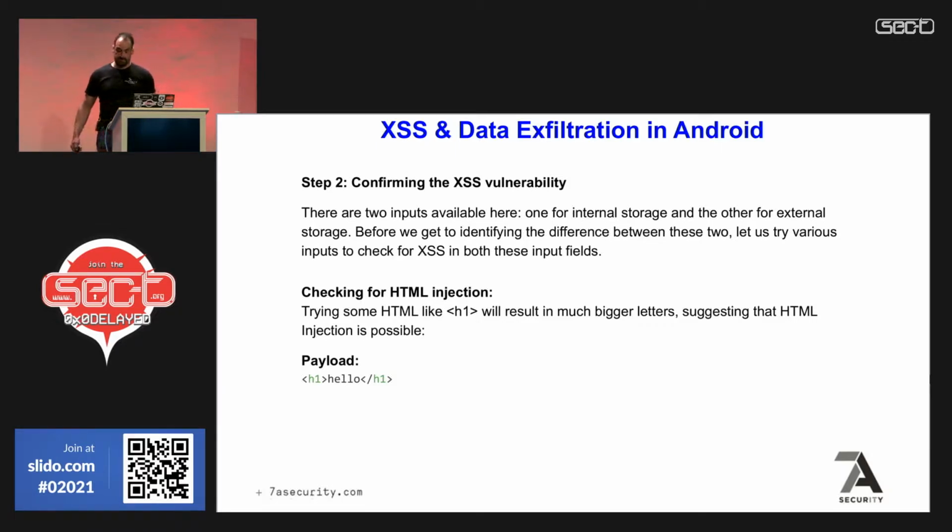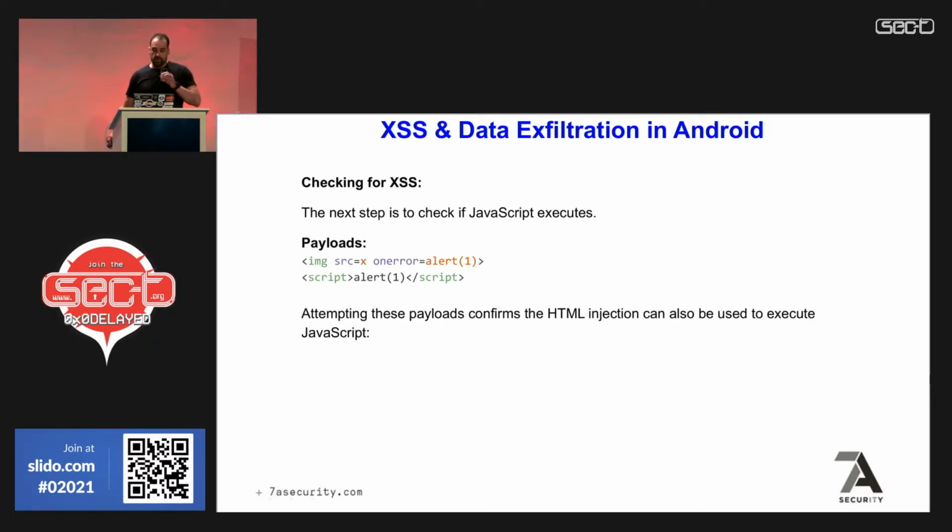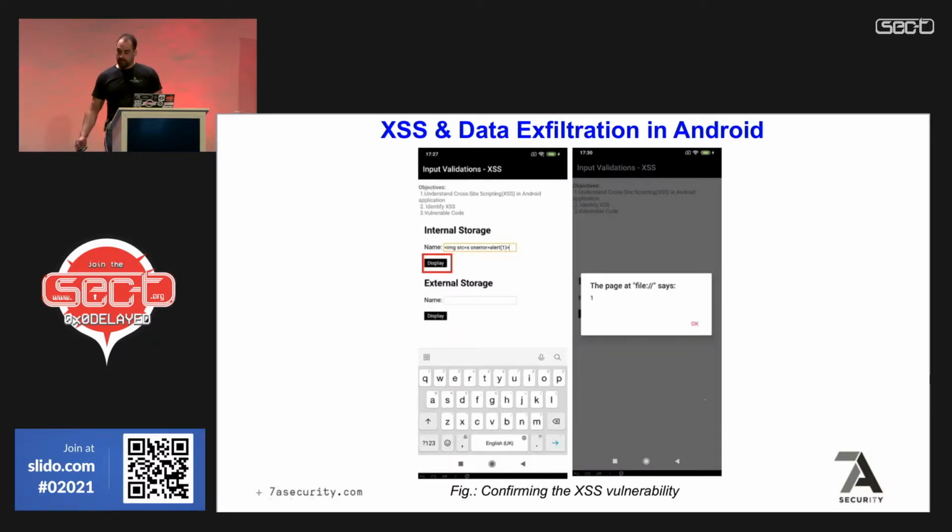So we can try, for example, H1 hello. And you see that hello is kind of bigger, so that's kind of exciting. It means that there's probably HTML injection there. Then we can try some XSS payloads, right? Image source X, onerror alert 1, script alert 1, and so on. So this demonstrates that we have XSS.